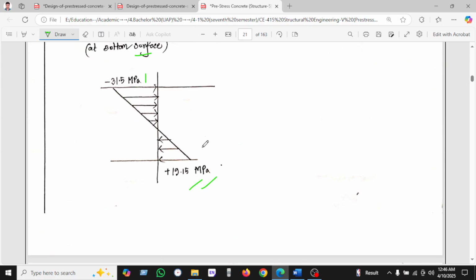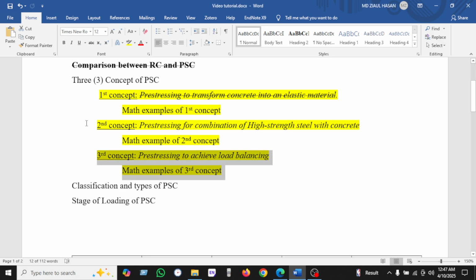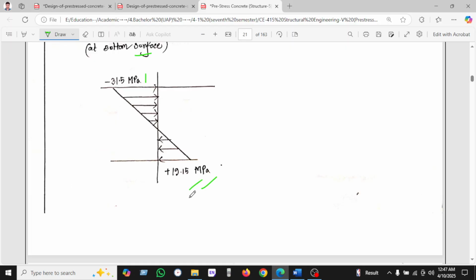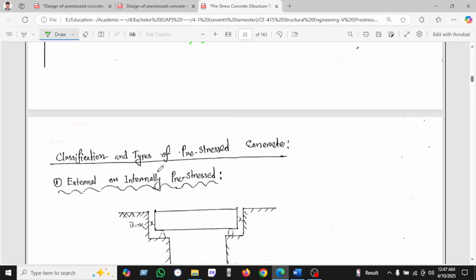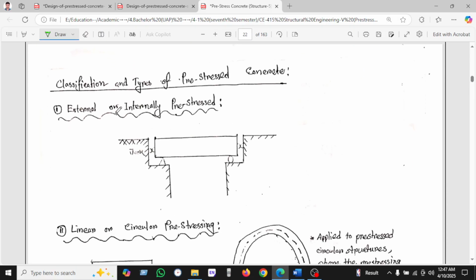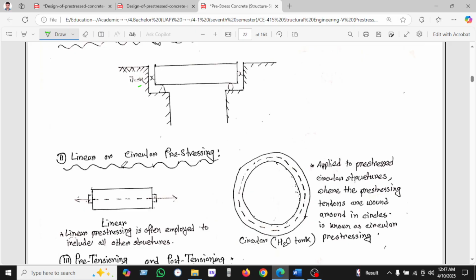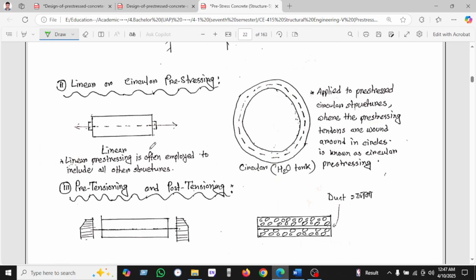Okay, so we've been seeing here. So I hope that these are clear. Now we'll see the classification and types of prestressed concrete. Here, the classification and types of prestressed concrete. We've been seeing external or internal prestress, which is the jacketing, and linear or circular prestress.